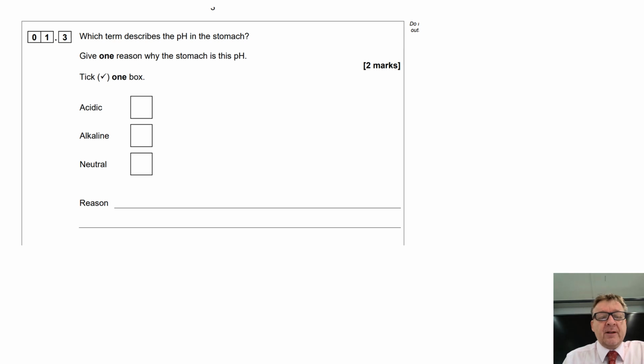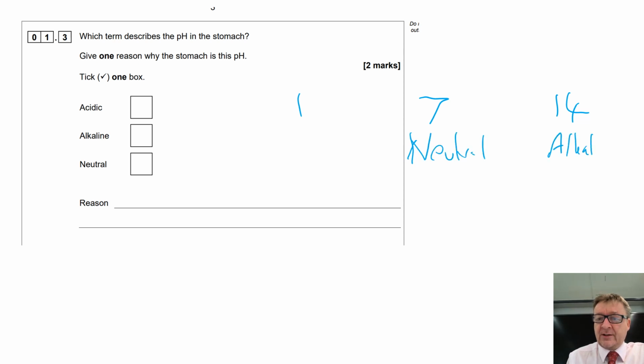Right, the next question. What term describes the pH of the stomach? So 7, 1, 14. 7 is neutral. 14 is alkali, and 1 is acidic. Obviously you've got red at this end, you've got green in the middle, and you've got purple at that end there.